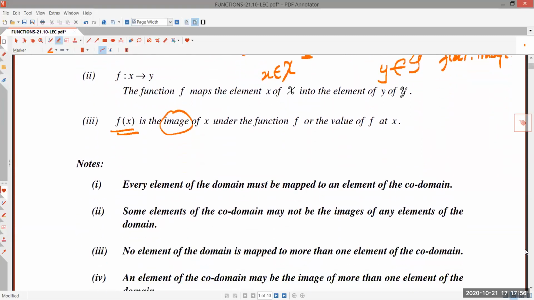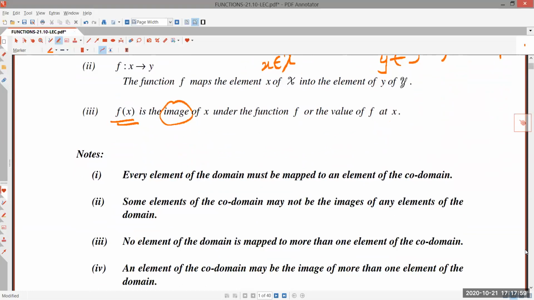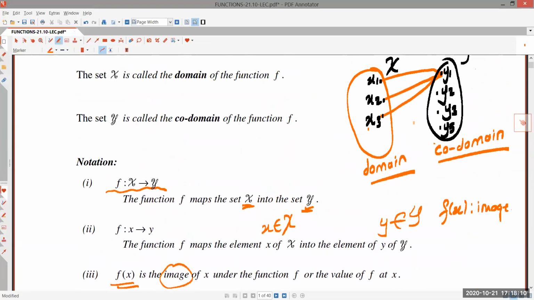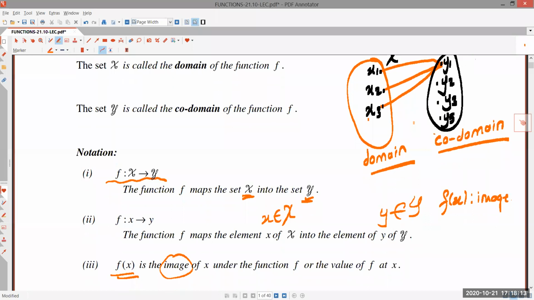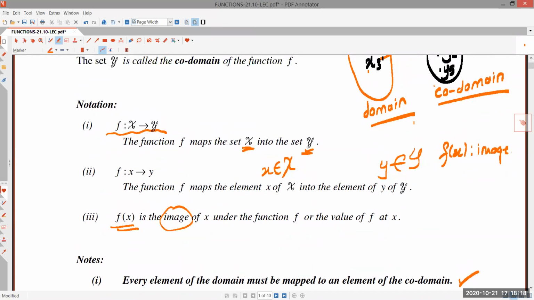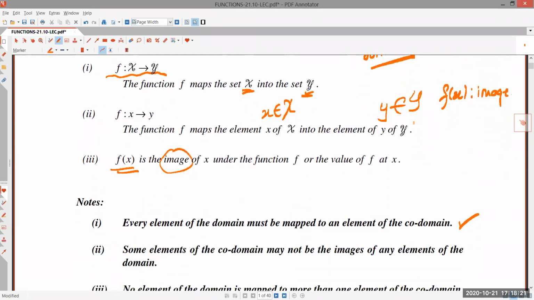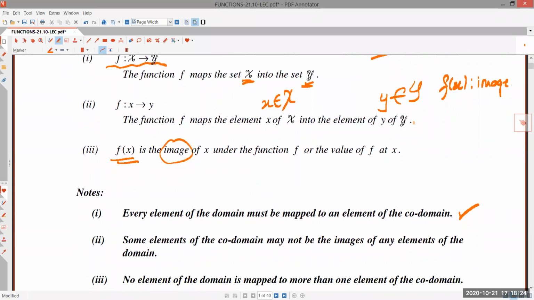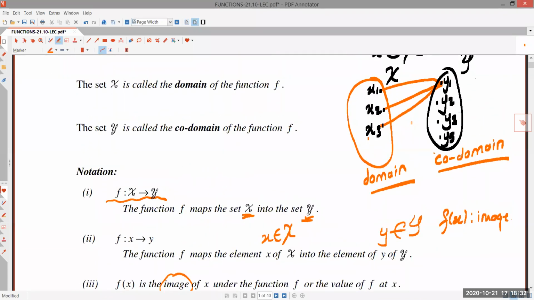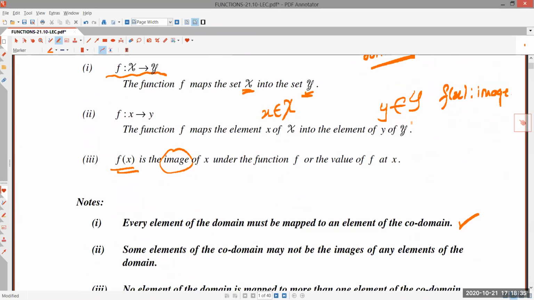Now, we have some important points. Every element in the domain must be mapped into an element of the codomain. This is what we did here. Look here. Every element in X is assigned to an element in Y. There is no element which is left without assignment. This is what you should be careful about. Some elements of the codomain may not be the images of any elements of the domain. Do we have such here?